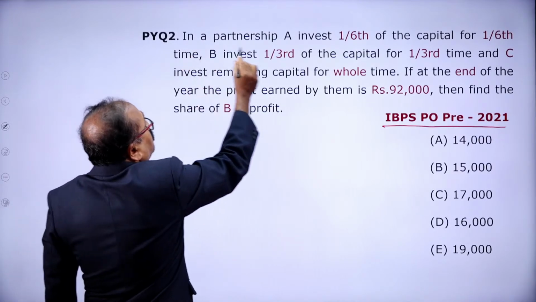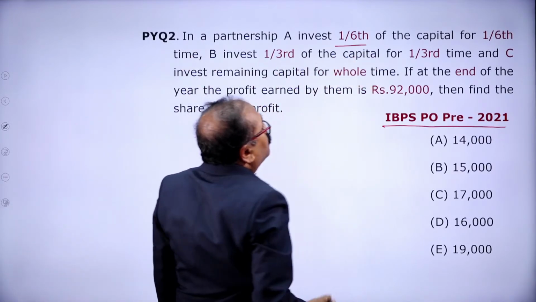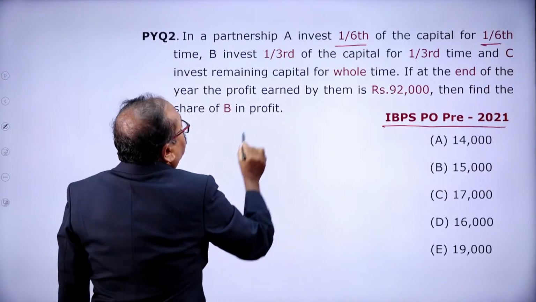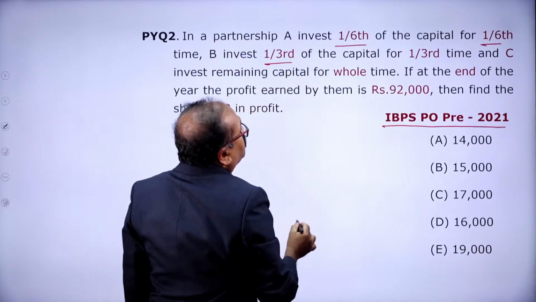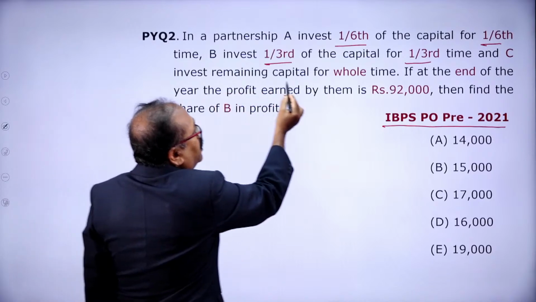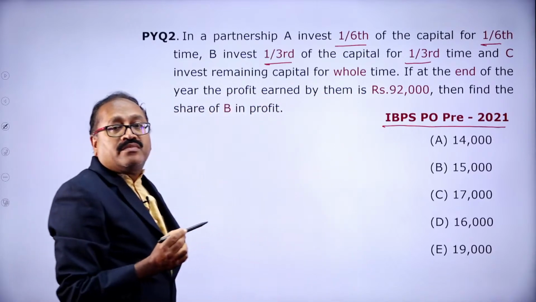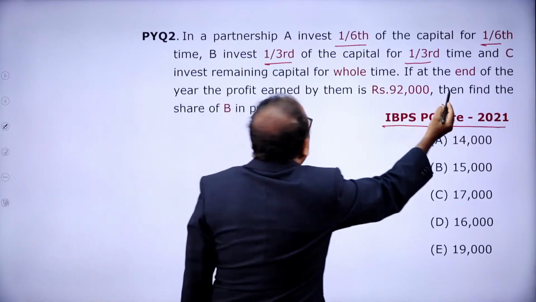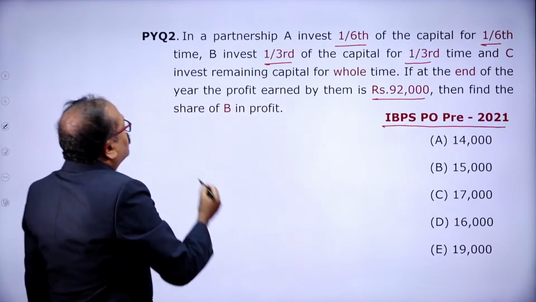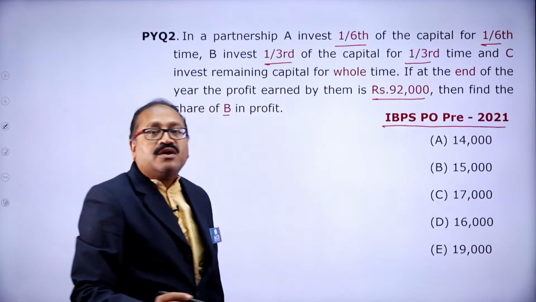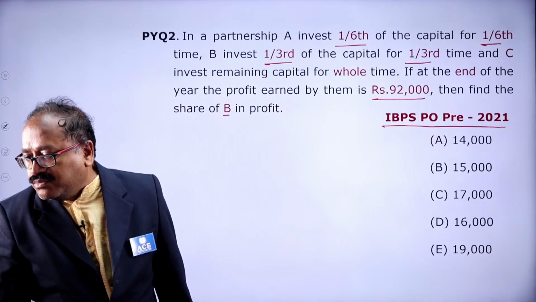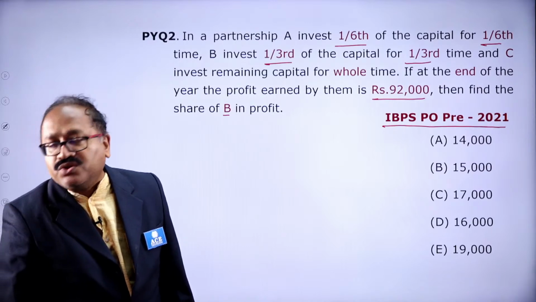Now in a partnership, A invests 1/6 of the capital for 1/6 of the time. B invests 1/3 of the capital for 1/3 of the time, and C invests the remaining capital for the whole time. If at the end of the year the profit earned is rupees 92,000, then find the share of B in the profit. I am sure Dhanlakshmi, Anusha, Karan and Harshita Singh ji can answer.